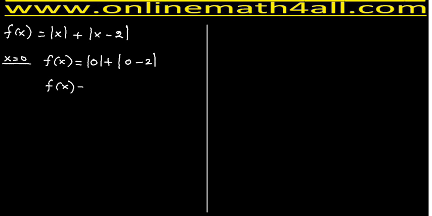So absolute value of 0 will be 0, plus absolute value of negative 2. So f of x is equal to 0 plus, we don't have to consider this 0, absolute value of negative 2, which will be positive 2. So we get f of x is equal to 2 for x is equal to 0.